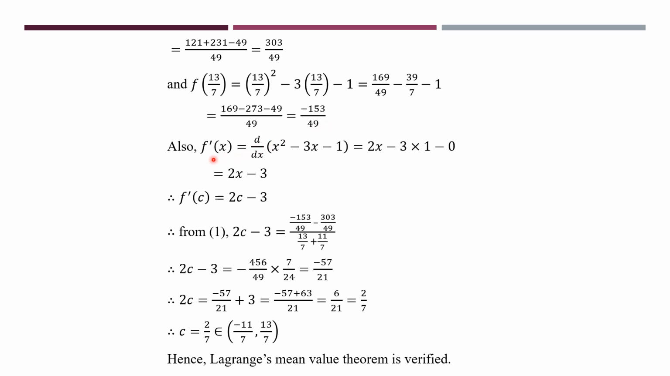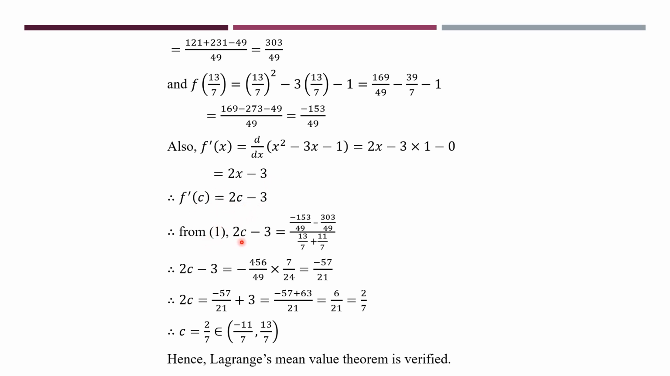Find its derivative, that is f dash of x. Then d by dx of x square minus 3x minus 1. The derivative of x square is 2x. Minus 3 taken outside, the derivative of x is 1 and the derivative of 1 is 0. Then we get 2x minus 3. F dash of x is 2x minus 3, hence f dash of c is 2c minus 3.